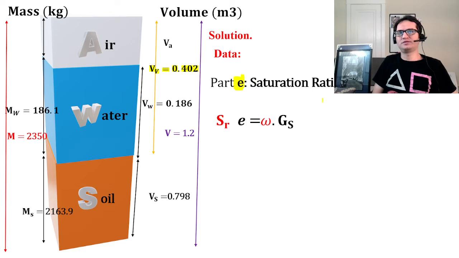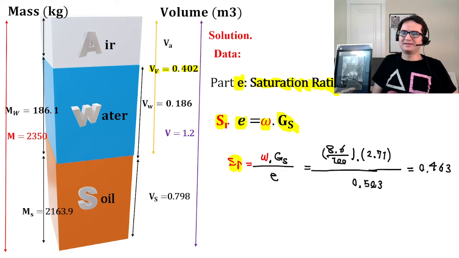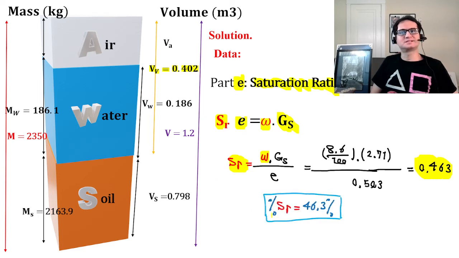In part E, we want to know what the saturation ratio is. Saturation ratio times void ratio is moisture content times specific gravity. If you replace that for SR, you already know W, the moisture content, from the problem statement, and if you replace it in the formula, it gives you 0.463 in terms of moisture saturated. It means it's 46.3 percent saturation. So our soil sample is less than half saturated.